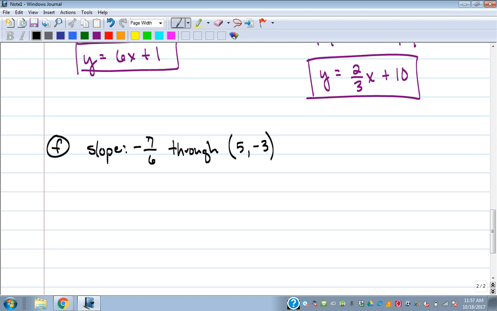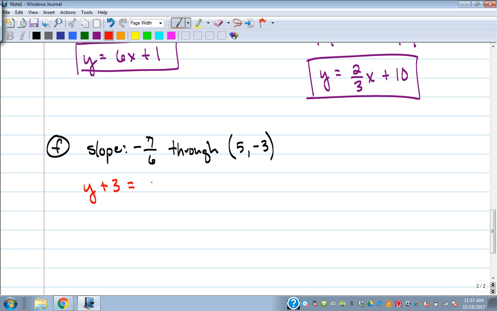What do we start with? Okay, the point slope form is what we start with. So we're going to start with y plus 3. Why is it plus 3 and not minus 3? Double negative there. It's y minus negative 3. So that's why it's plus 3.